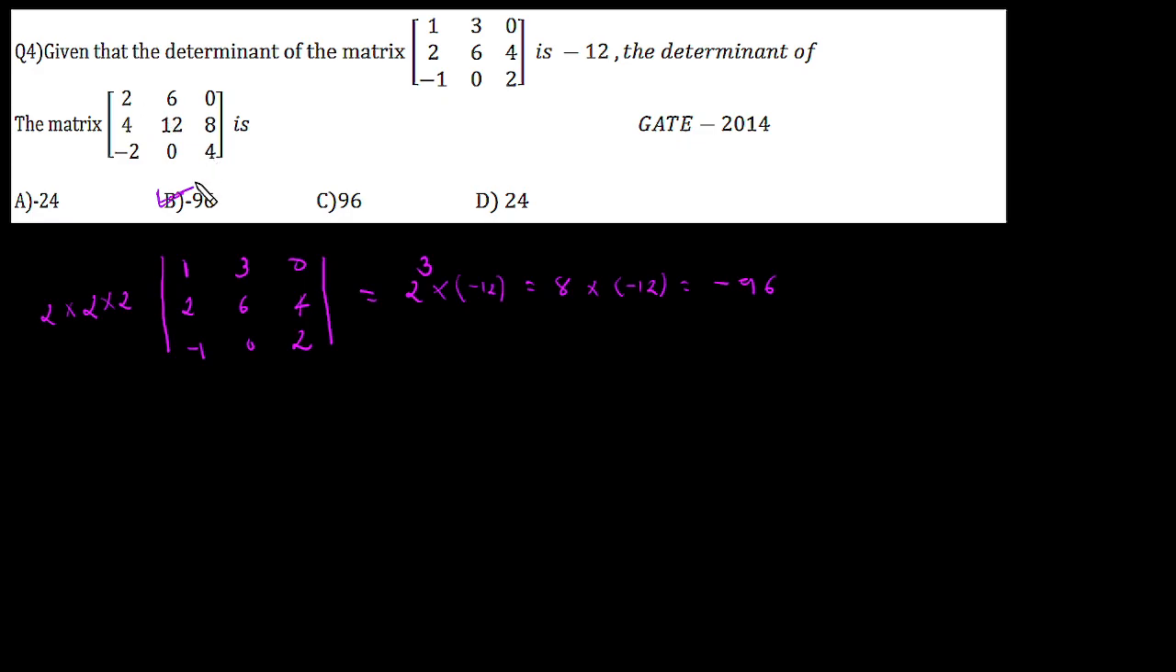You can easily get this number by just expanding this determinant about this first row or any other row or column you like. Now let's move to the next question. Okay, question 5 says choose the correct set of functions which are linearly dependent. So they are asking about the correct set of functions which are linearly dependent.